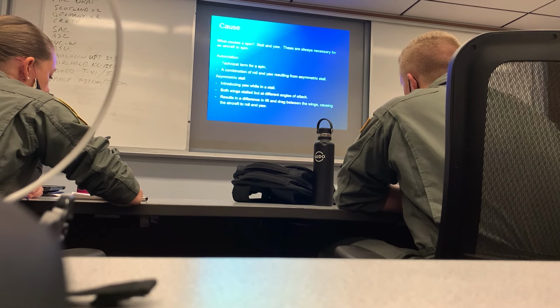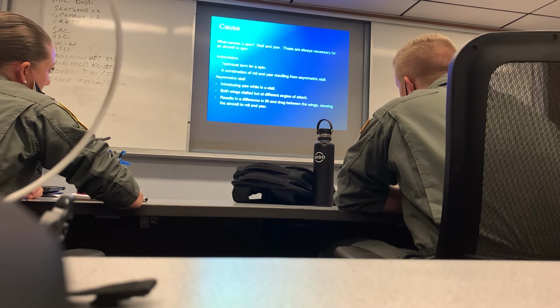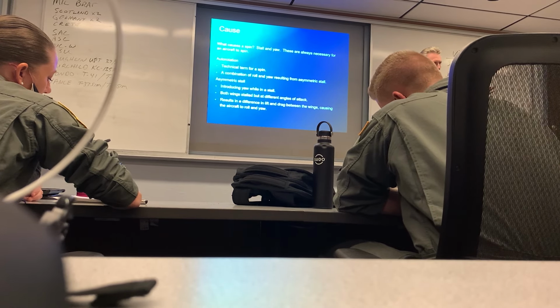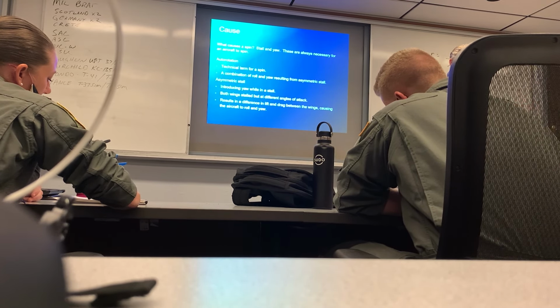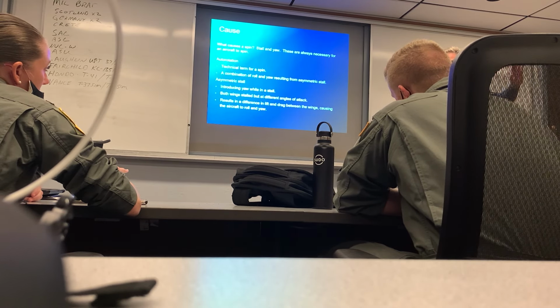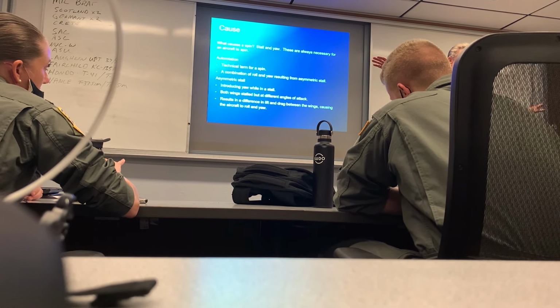So what's happening here is what it says there. Both wings are stalled, but at different angles of attack. Let's take a look at this. Pull up into a stall. We're going to go left. Pull up in the stall, introduce left rudder. So what happens? The airplane starts yawing.